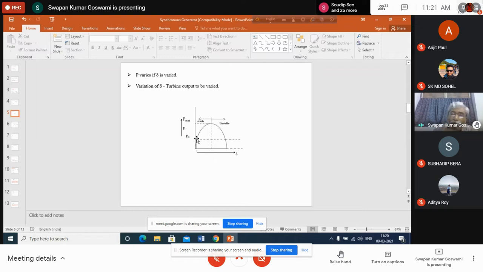Vector EF will move away from vector VT, because VT is rotating at synchronous speed and EF is rotating at a speed which is somewhat higher than the synchronous speed. So delta increases. As delta increases, you see that the operating point will move on this curve. That means accordingly, output power also will increase. Okay, so with the increase in delta, output power also will increase.